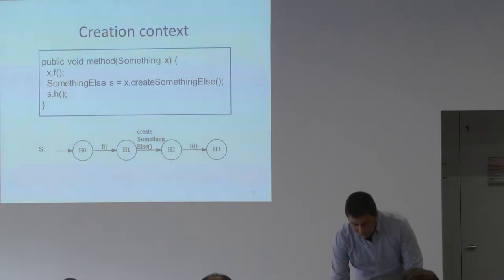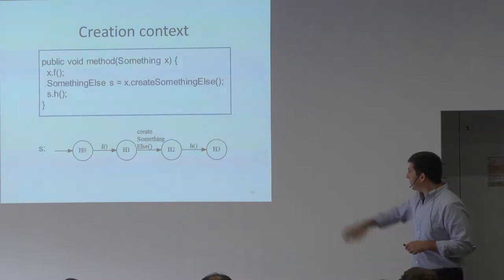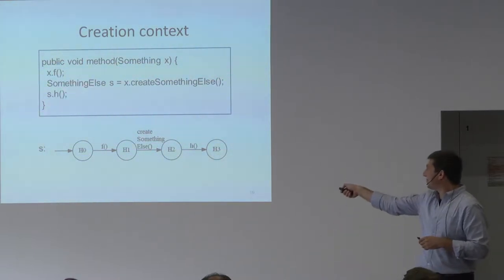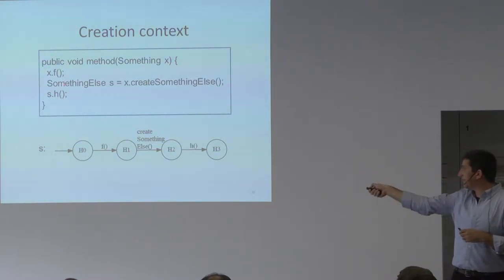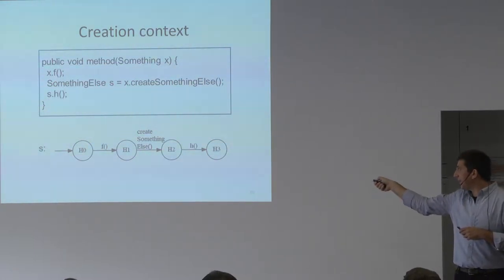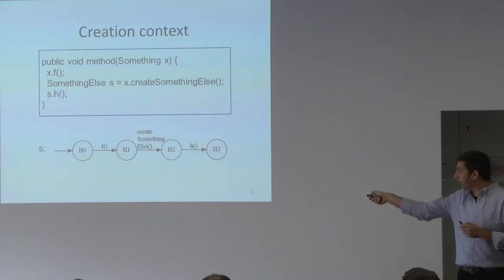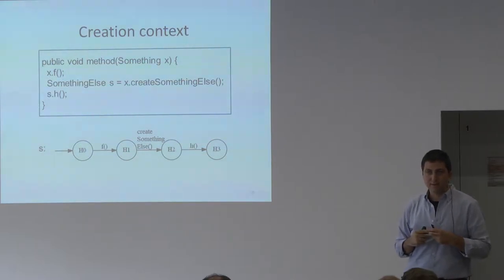Another thing that I would like to do is actually, I plan to animate this. Let me hide this, I cannot. I wanted to ask you what should be the result in this case. So I have an object, I get a pointer to X, I call F on it, and then I create another object from it, something else, pointed to by S. And then I call H on S. And the question is, what should be the history for S?